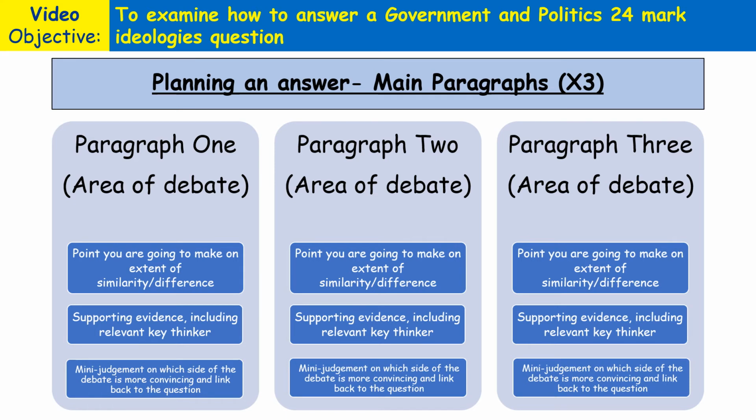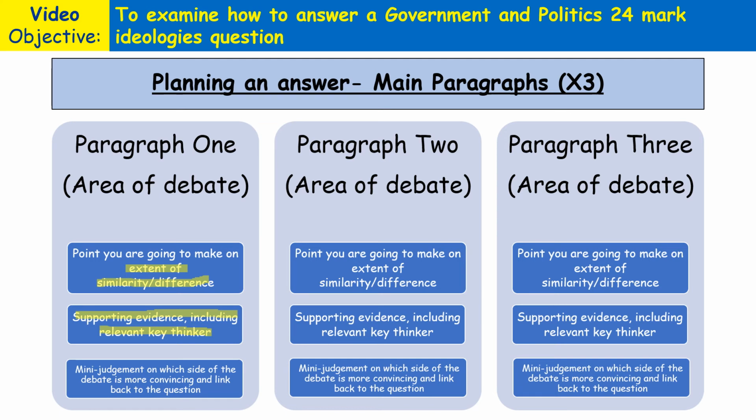A real tip for me is to make sure you practice when it comes to ideologies questions. You need to make sure that you get across, like I mentioned already in my top tips on a previous slide, that you point out the extent of similarity and difference within each ideology. Your supporting evidence needs to include relevant key thinkers as well. If you don't name any key thinkers for the specific ideology that you're answering the question on, that's going to lose you A01 Knowledge and Understanding marks. Okay, so you need to make sure you do include key thinkers.